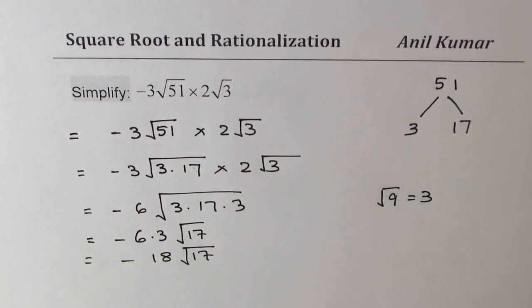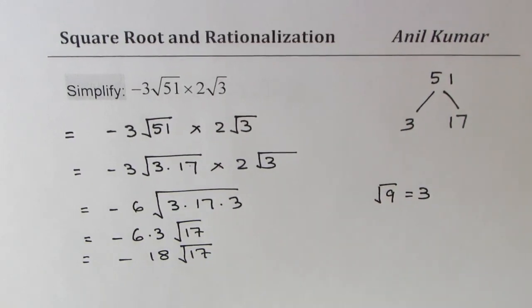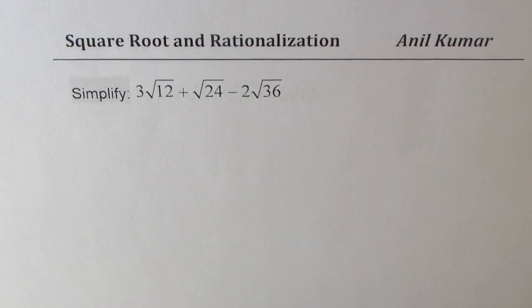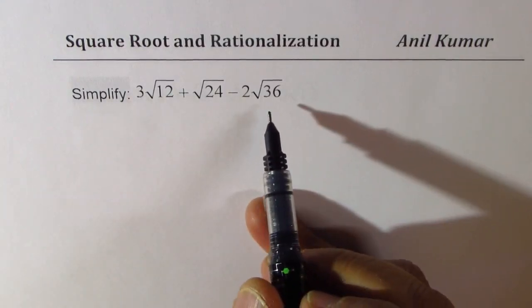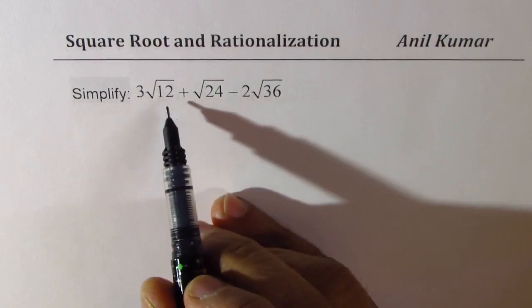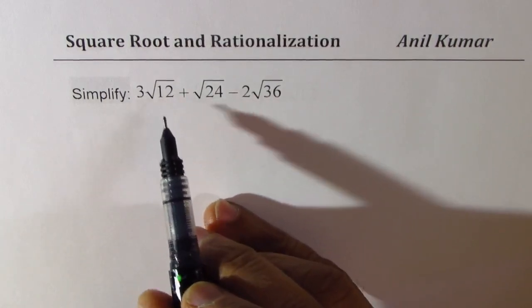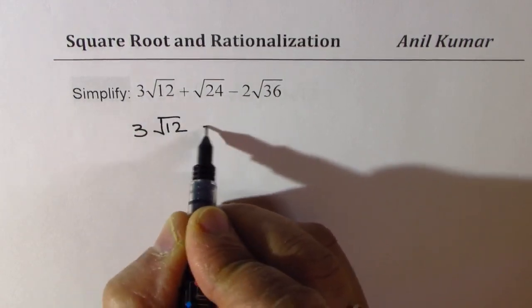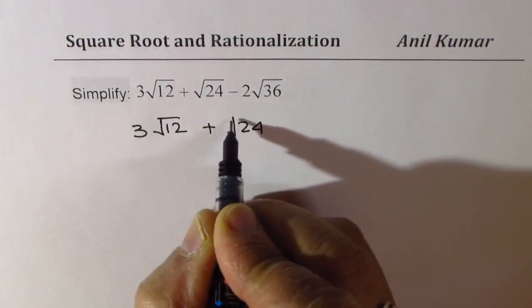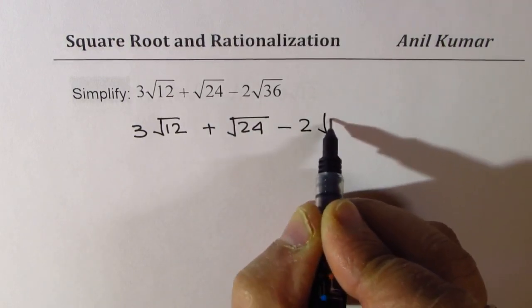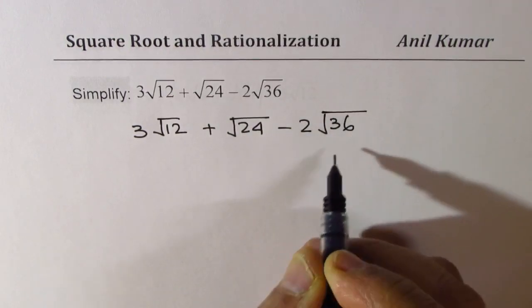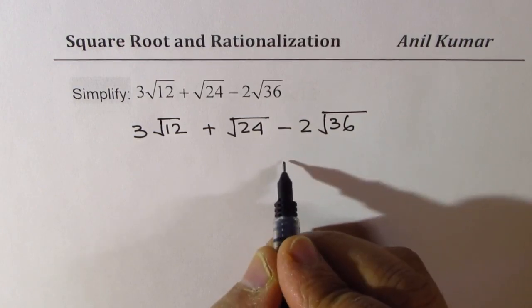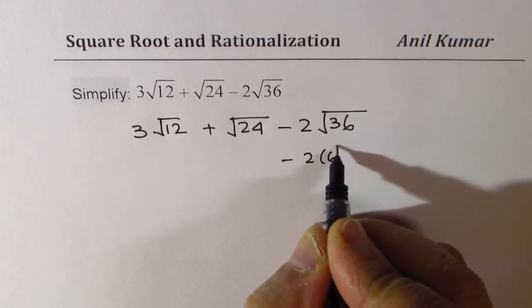As you can now see, prime factorization really helps to answer such questions. Correct? Now let's take the next one. Now I'll share with you another strategy here. We can do it faster once we understand the concept, right? So we'll begin with this question: 3 square root of 12 plus square root of 24 minus 2 square root of 36. Now clearly square root of 36 is 6, so I could write this as 2 times 6.